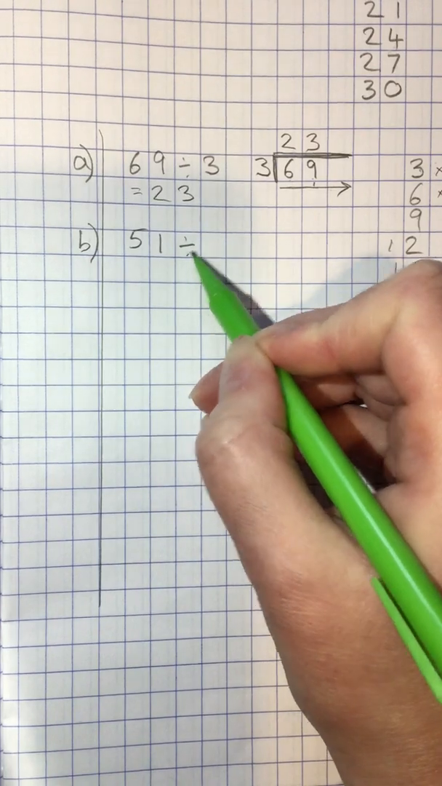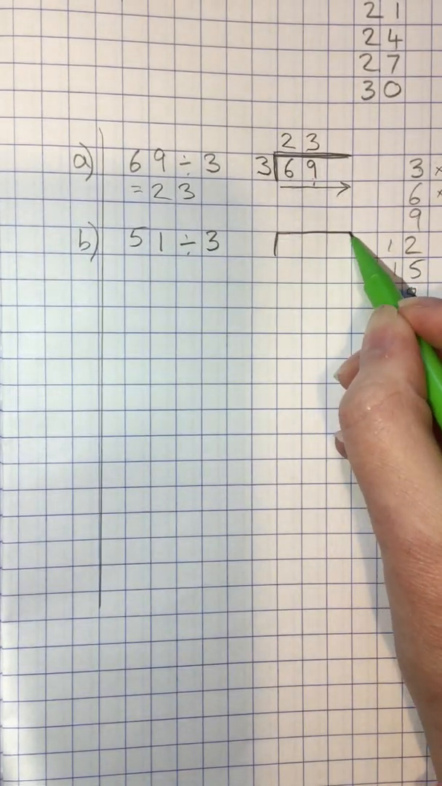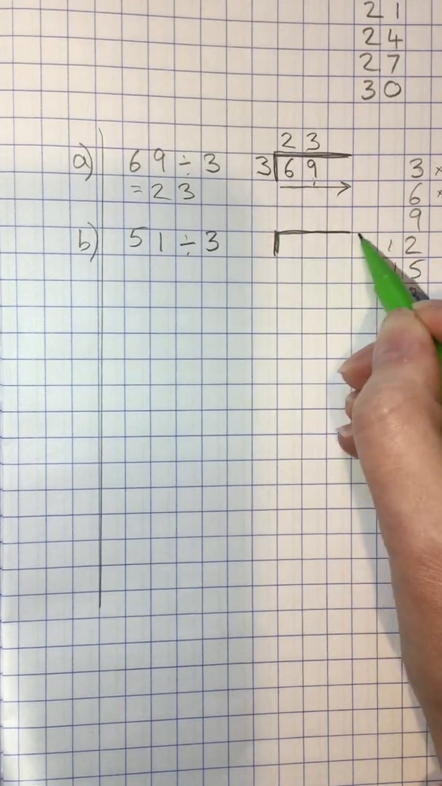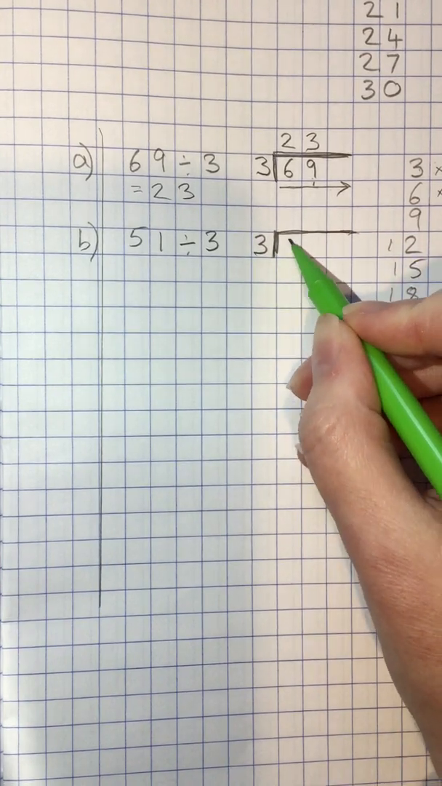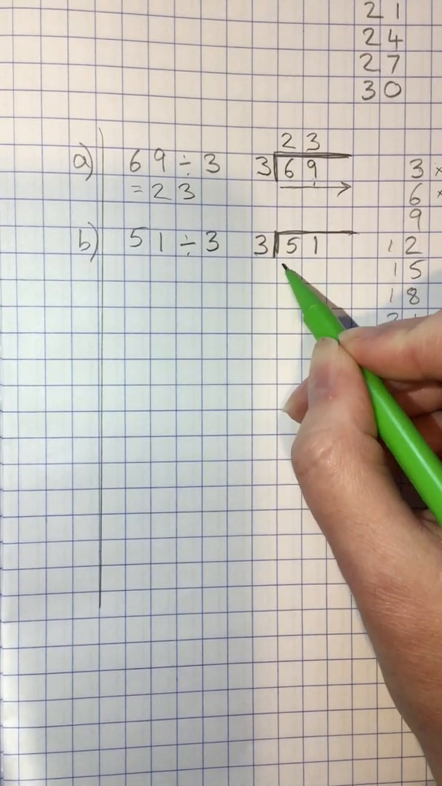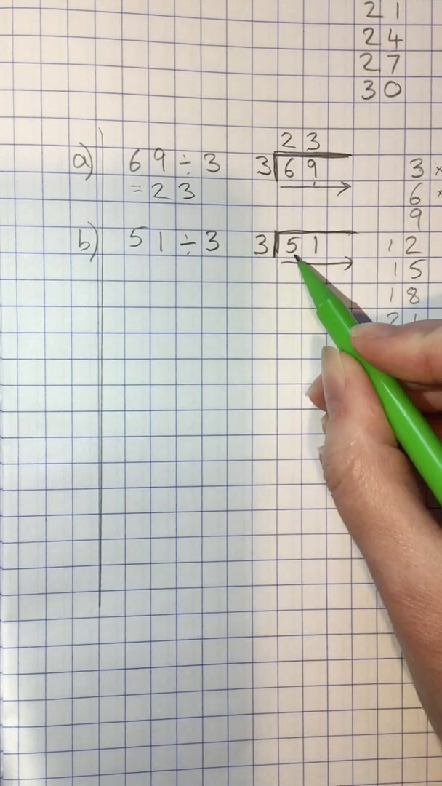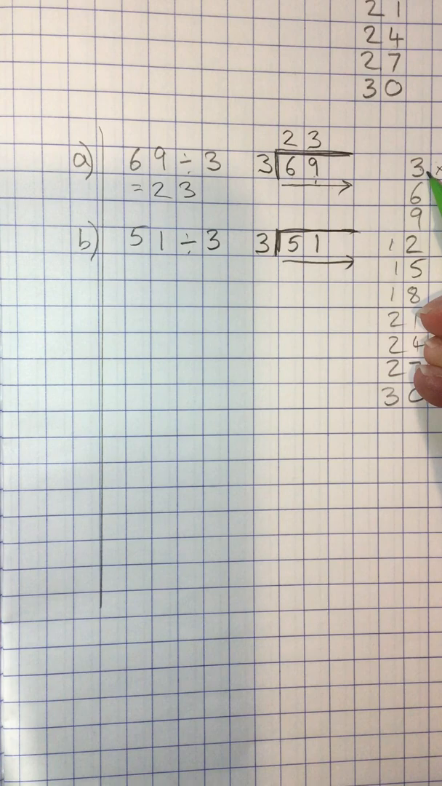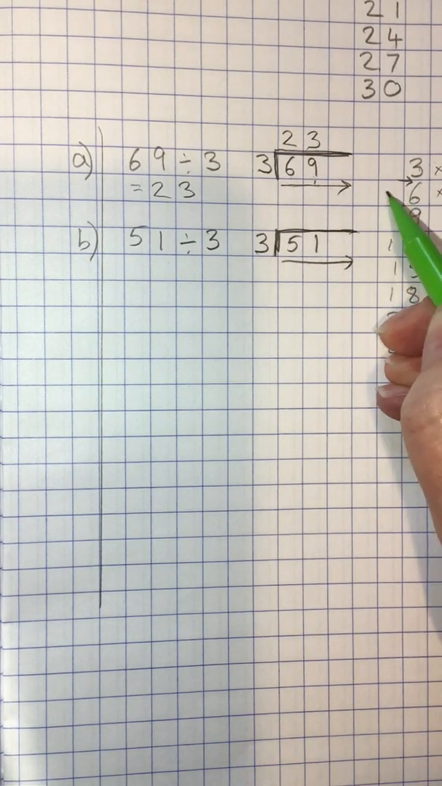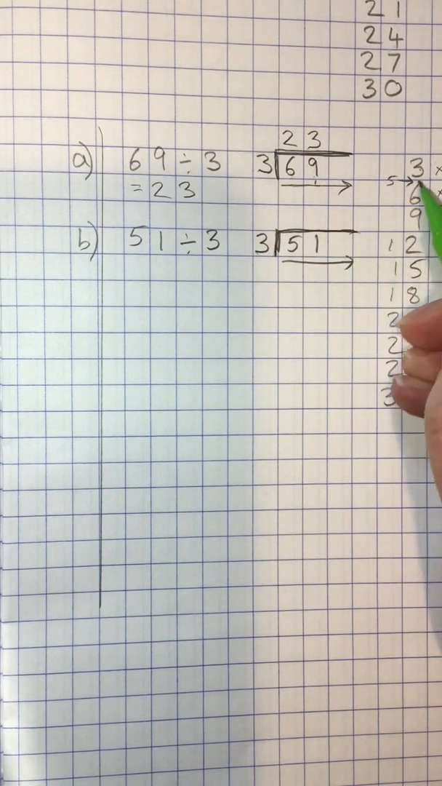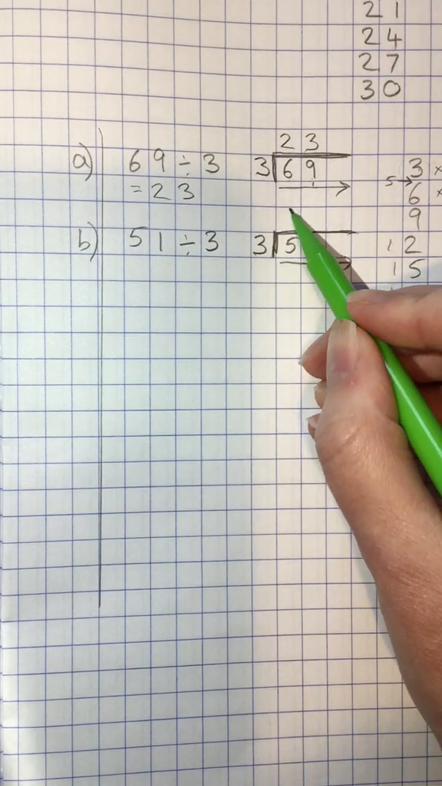51 divided by 3. So I'm going to lay out my bus shelter just like before. And I always make it a bit longer than the number I'm working with. I'm dividing by 3 again, and my number is 51. And remember, we're working from left to right. How many 3s go into 5? Now, I can see 5 is not in the 3 times table. It actually comes here. 5 would be there, wouldn't it? So there's one whole lot of 3 in 5, so that's what goes above.